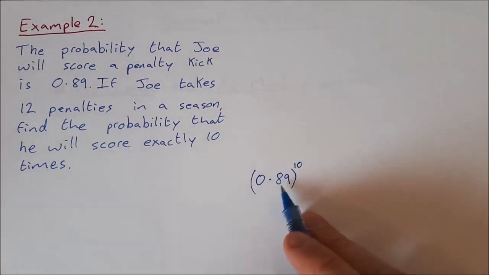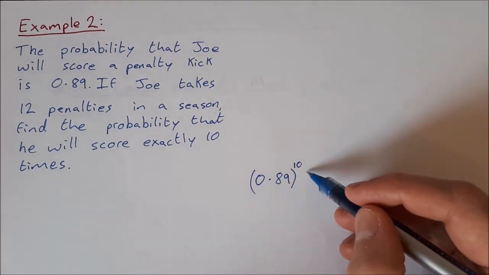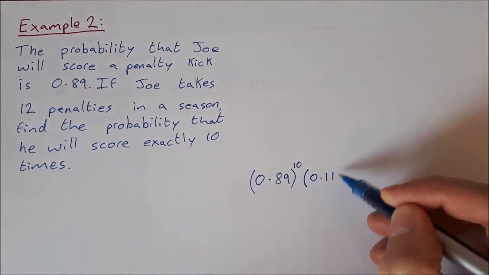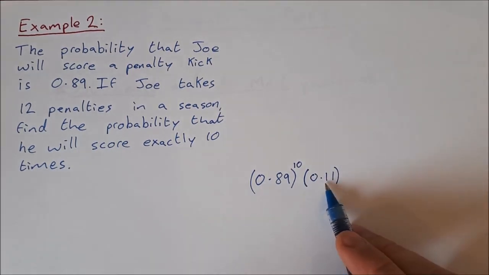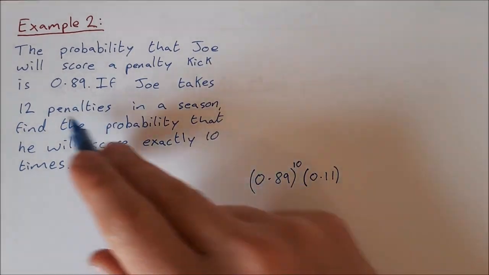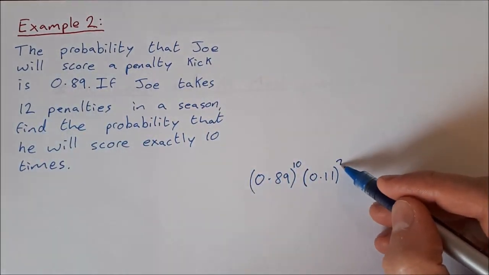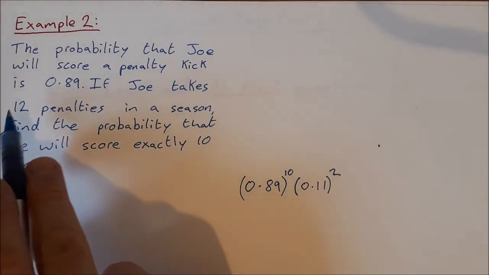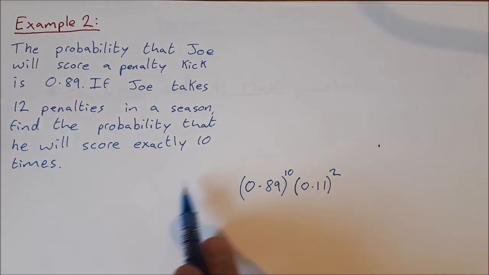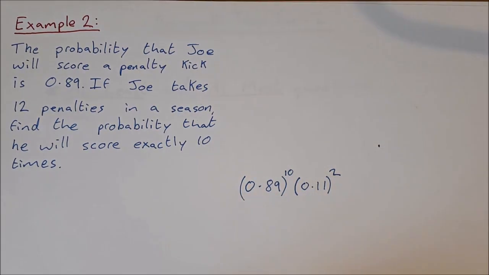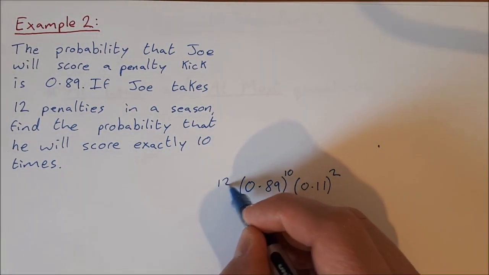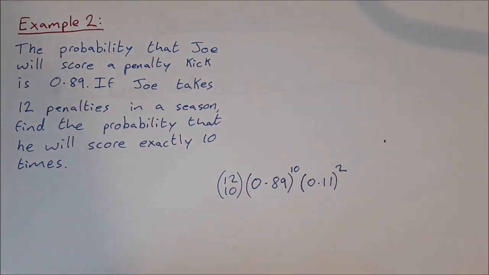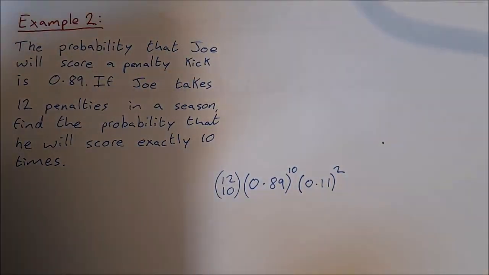Now, if he scores 10 times, then he has to miss as well. So what's the probability of him missing? 0.11. How many times do we want him to miss? We want him to miss 12 take away 10, which is 2. And how many ways can this happen? Well, he's taken 12 penalties. He's scoring exactly 10 times. So that is 12 choose 10 ways. Okay, and that's what you put into your calculator there.